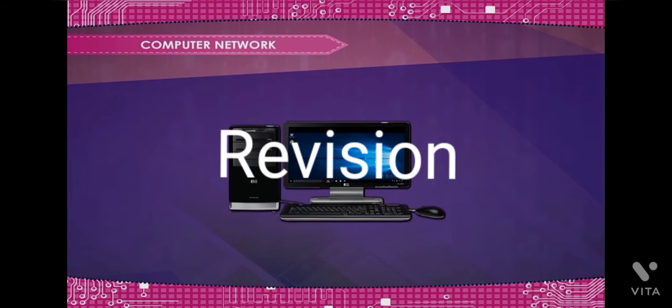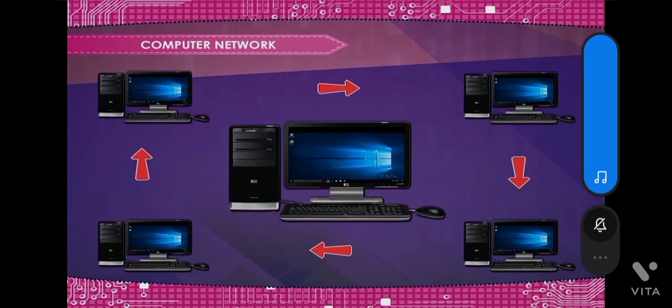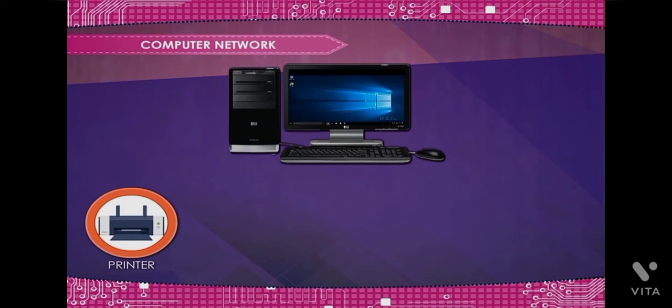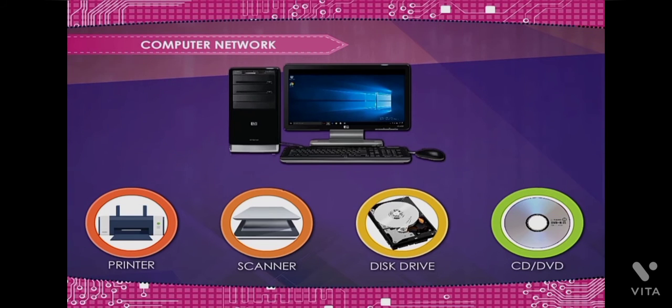A computer network is a group of two or more computer systems connected to each other. This means that every computer in the network can send information to the others. The main advantage of networking is to share resources such as printers, scanners, disk drives, and CD or DVD drives. Multiple users can communicate among themselves and share data and information.